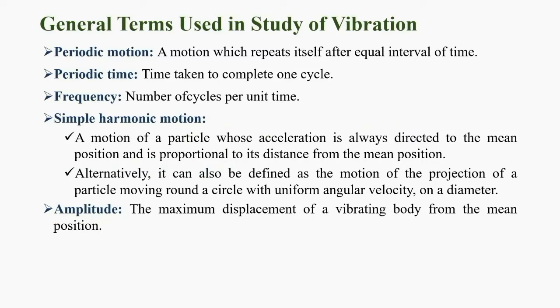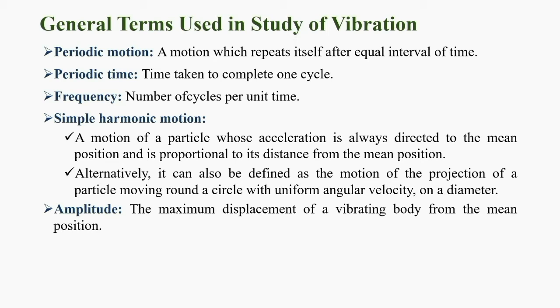Okay, now before studying vibration, we need to understand certain terms which are useful in the study of vibration. First term, that is periodic motion. It is nothing but a motion which repeats itself after an equal interval of time. For example, planets are rotating around the sun in elliptical orbits. So the motion of planets is periodic because it repeats itself after an equal interval of time. For Earth, it is about 365 days, that is the periodic time.